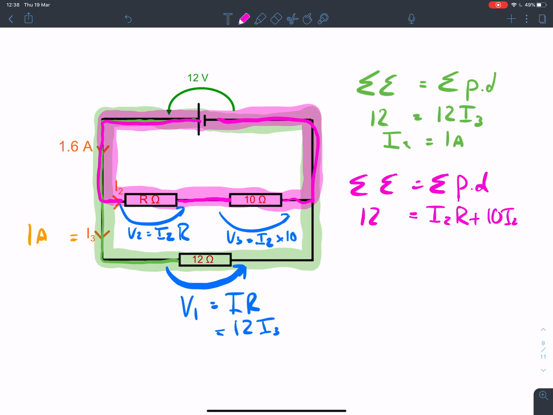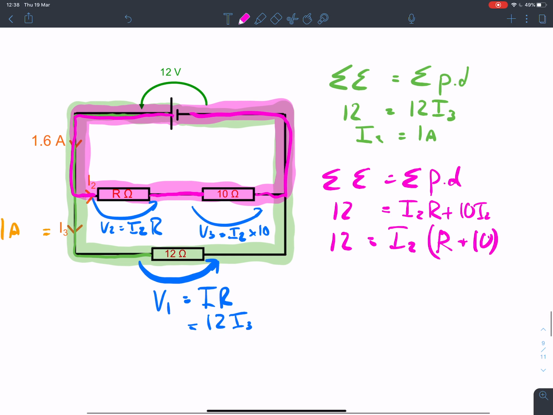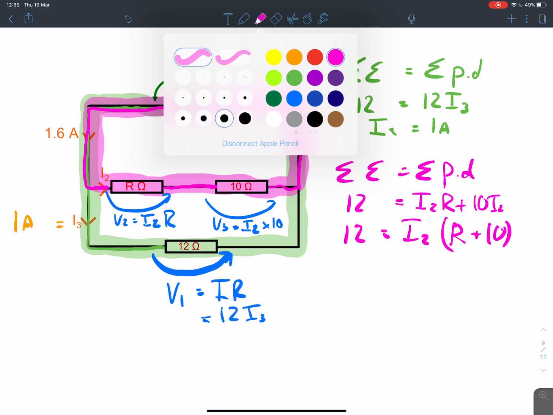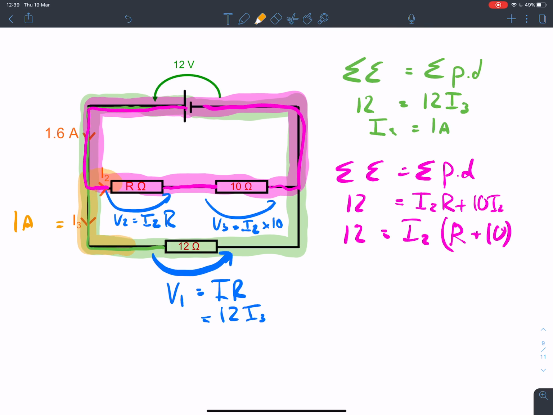All right, let's simplify that equation a little bit, just to tidy it up. I2 times R plus 10 equals 12. So we've got two unknowns there. How are we going to proceed from here? Let's have a little think. There's a couple of ways we could go from here. But let's stick with the current law, and let's look at this one. Sorry, the voltage law.